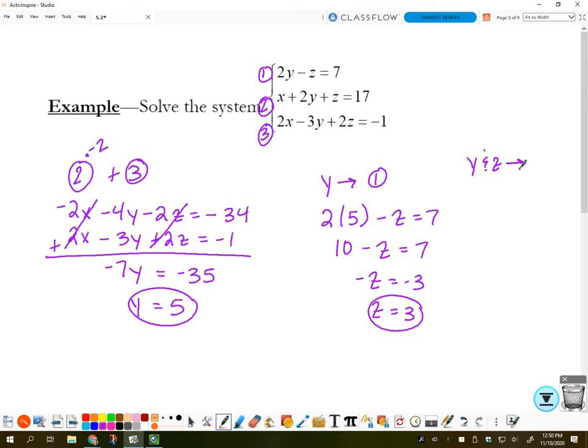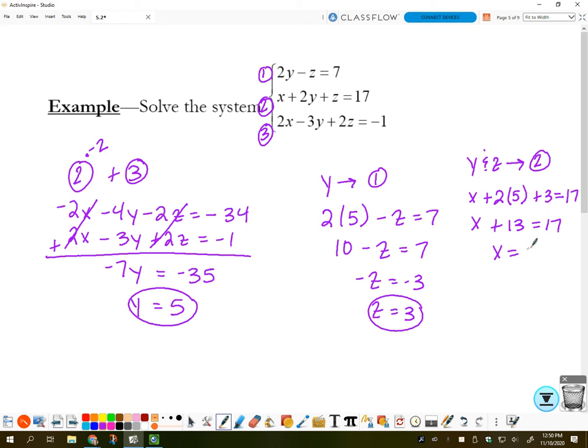And again, my reasoning for that is that it has a plain old x, which makes things a little easier, but it's not important that you pick that one. All right, so we have x plus 2 times 5, because that's y, and then plus 3 for z is equal to 17. So x, this is 10 plus 3, so 13.